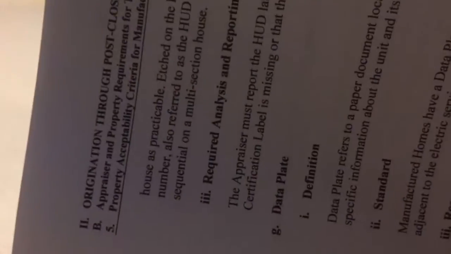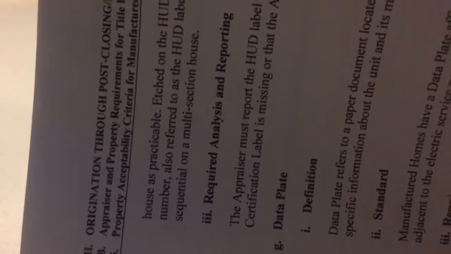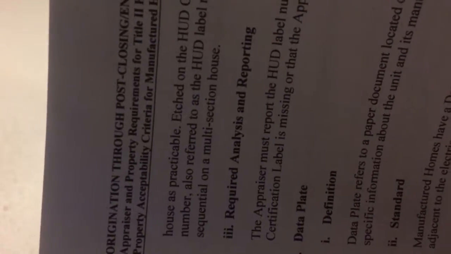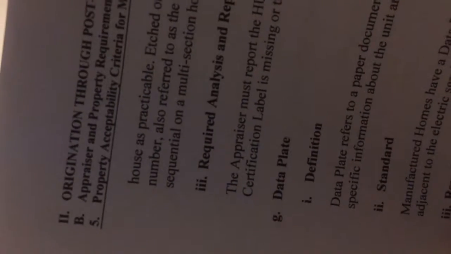FHA SFR Appraising Handbook 4000.1, page 62. House as practicable. Etched on the HUD certification label is the certification label number, also referred to as the HUD label number. Label numbers are not required to be sequential on a multi-section house.